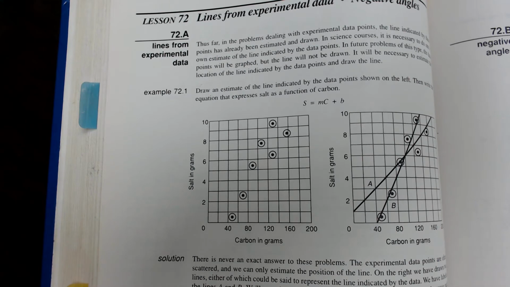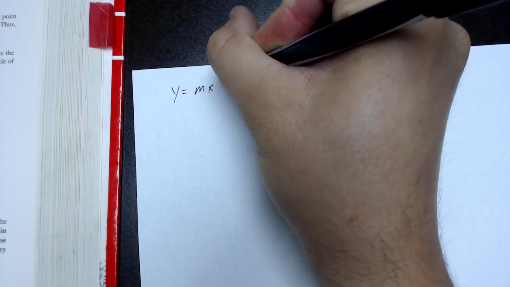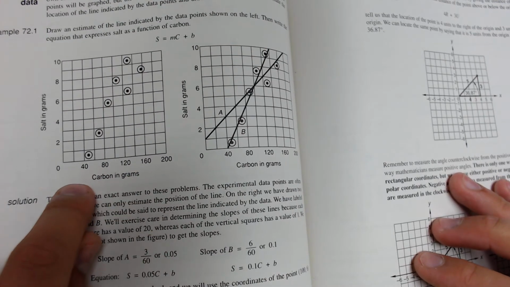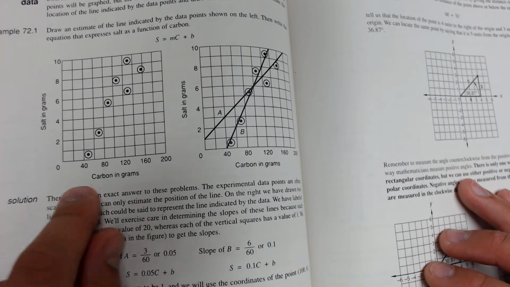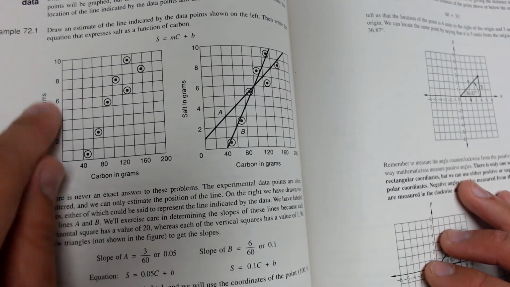Now, our typical equation of a line gets written like this: y equals mx plus b. However, on these experimental data problems, you will see we don't have an x-axis, we have what's called a carbon axis, or maybe it'll be fluoride, whatever. Our x-axis is actually related to an actual element, and same with the y-axis.